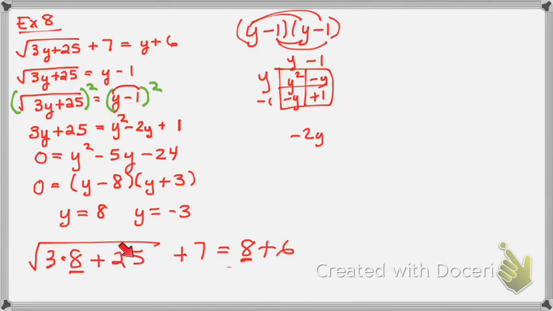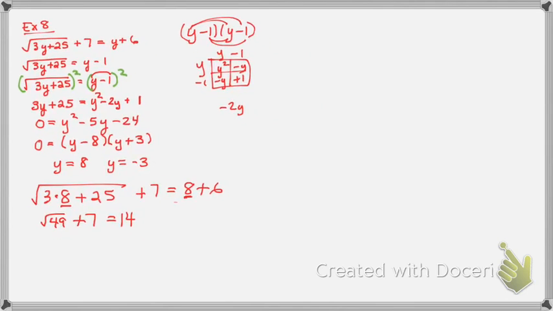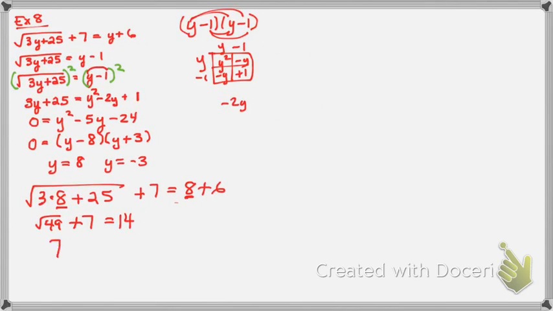So that's 24 plus 25, which is 49. So I end up with the square root of 49 plus 7. Does that equal 14? I believe it does. 7 plus 7 does equal 14. We're good. So y equals 8 is for sure an answer. Yes, it works. It checked. Okay, let's check the negative 3.